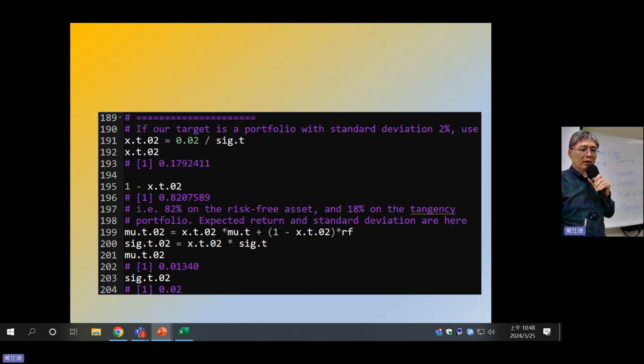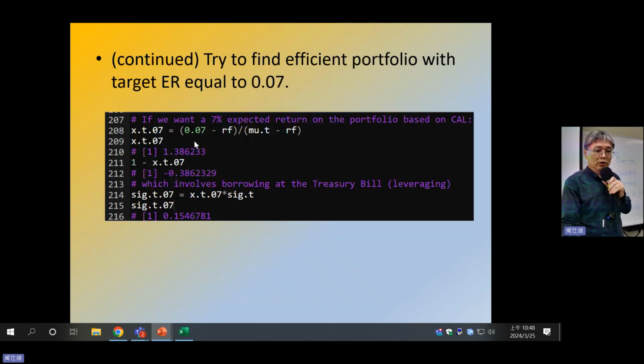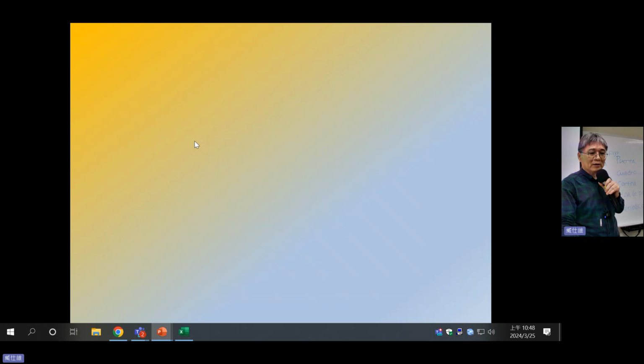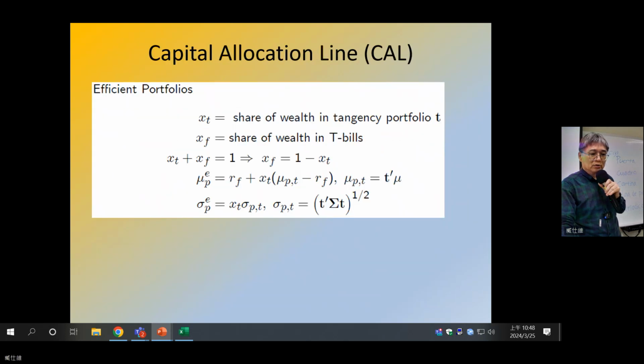Okay, so if we go back to the chart here, based on this, if we can find the tangency point, and we also know the riskless rate, then we can construct the linear line. Okay, so this is because this is a linear equation. So what we can do is to write the equation. So what will be the equation like? So now you can see, based on this derivation, then we can write the equation to be this way.